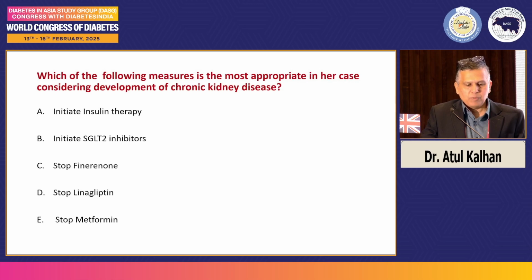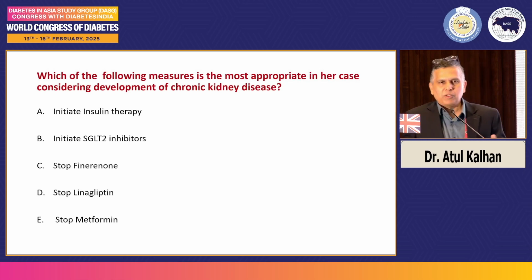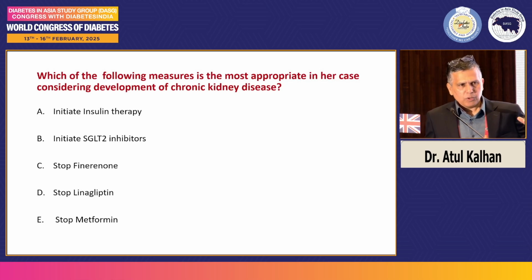Anyone else? Stop finerenone? Yeah, you can continue with it as long as the eGFR is above 25, to my knowledge. Stop linagliptin? No. Stop metformin? No, because you need the eGFR to be over 30 as we discussed. Initiate SGLT2. As long as the eGFR is more than 20, it will have a nephropathy protection effect.